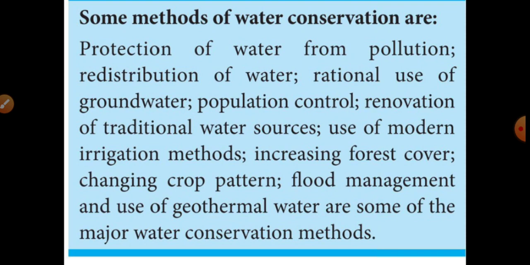Increasing forest cover, that means afforestation. We should plant more trees. Then change the crop pattern, that means step cropping. Likewise, we should change some of the crop patterns. Then we should use geothermal water. Geothermal water means groundwater. Mostly we should use the groundwater. These are some of the major water conservation methods.